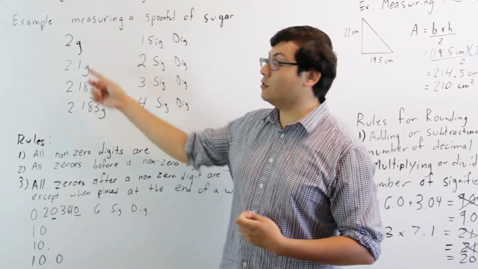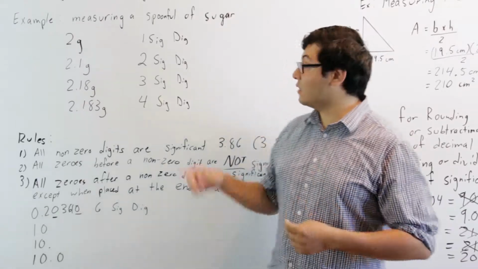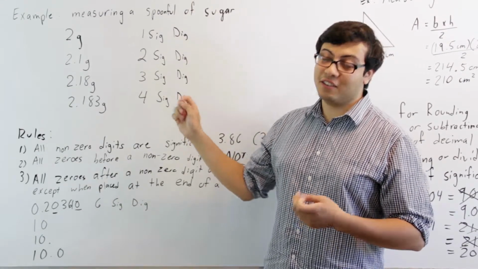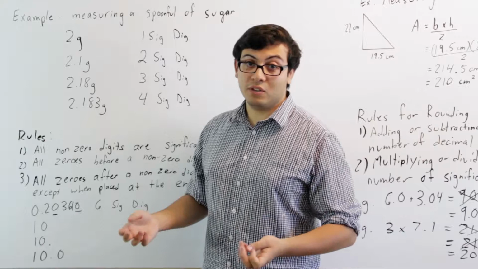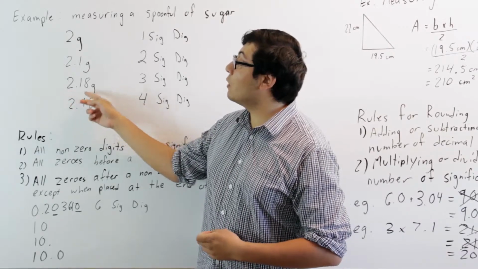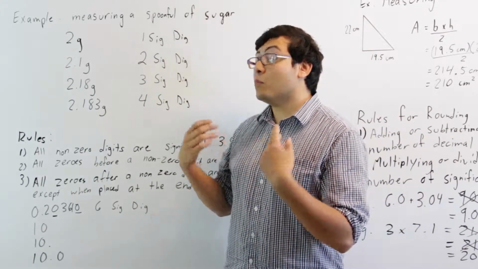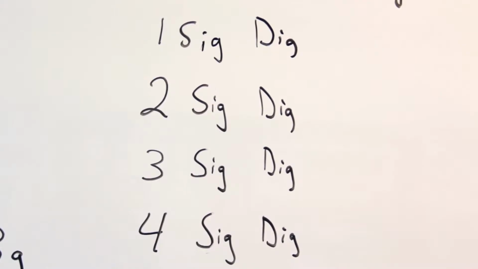You can measure it to be 2 grams. That has one significant digit, easy to see because it's only one number. You can measure it again with a more precise way of measuring and know that that spoonful has 2.1 grams. That's 2 significant digits. I just shortened it to say sigdig because it's a lot faster than writing out significant digits. You can also measure it with an actual, more precise scale like the ones we use in a chemistry lab and get 2.18 grams. That would be 3 significant digits. If you measure it with an even more advanced scale, it would be 2.183 grams, which is 4 significant digits.